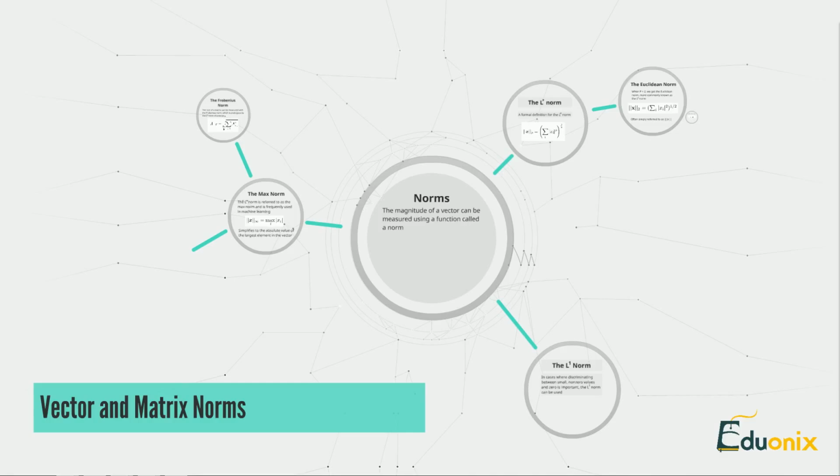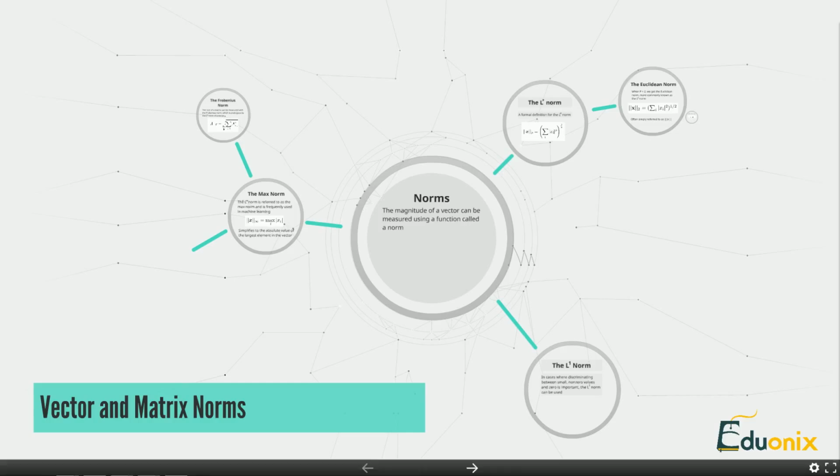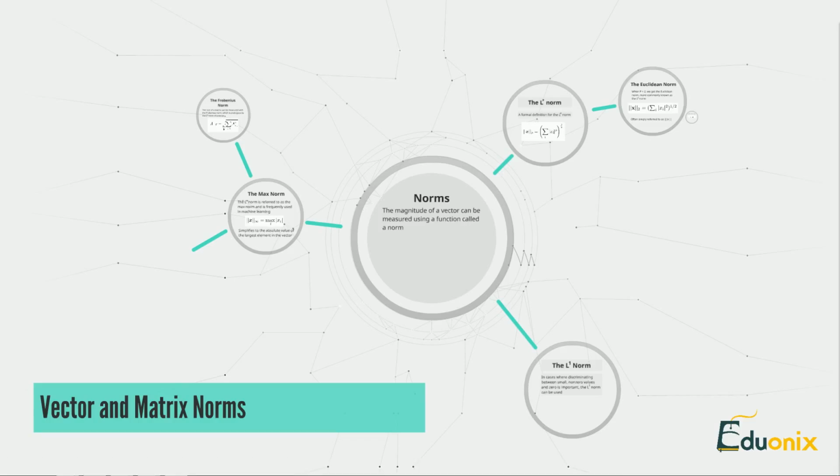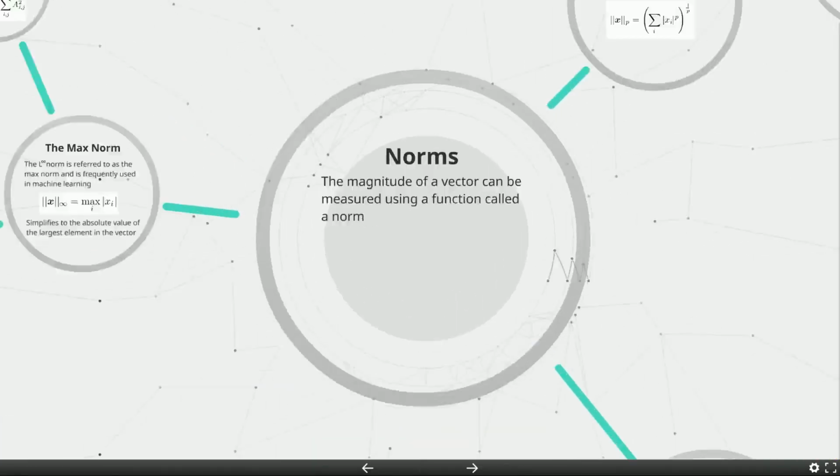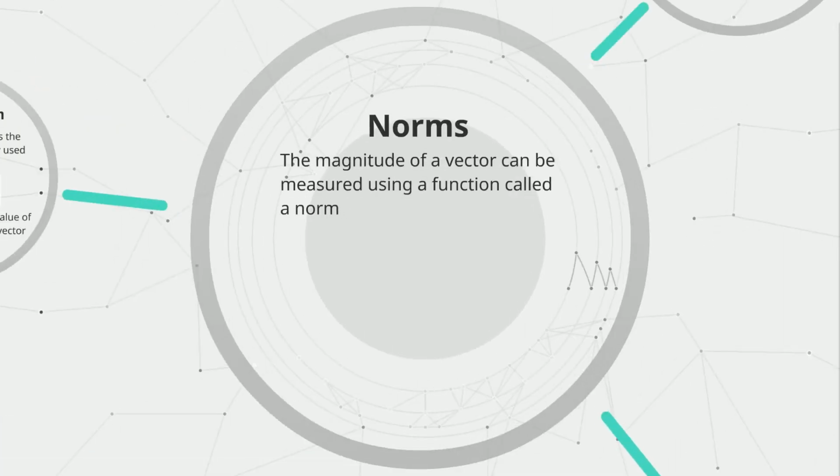Now that we're familiar with vectors and matrices, and we've seen some of the notation, we can dive into some of the ways that they are used in machine learning. The first way that we are going to discuss is norms. The magnitude of a vector can be measured using a function called a norm. And this magnitude comes up in machine learning, and it can be used in a lot of different ways.